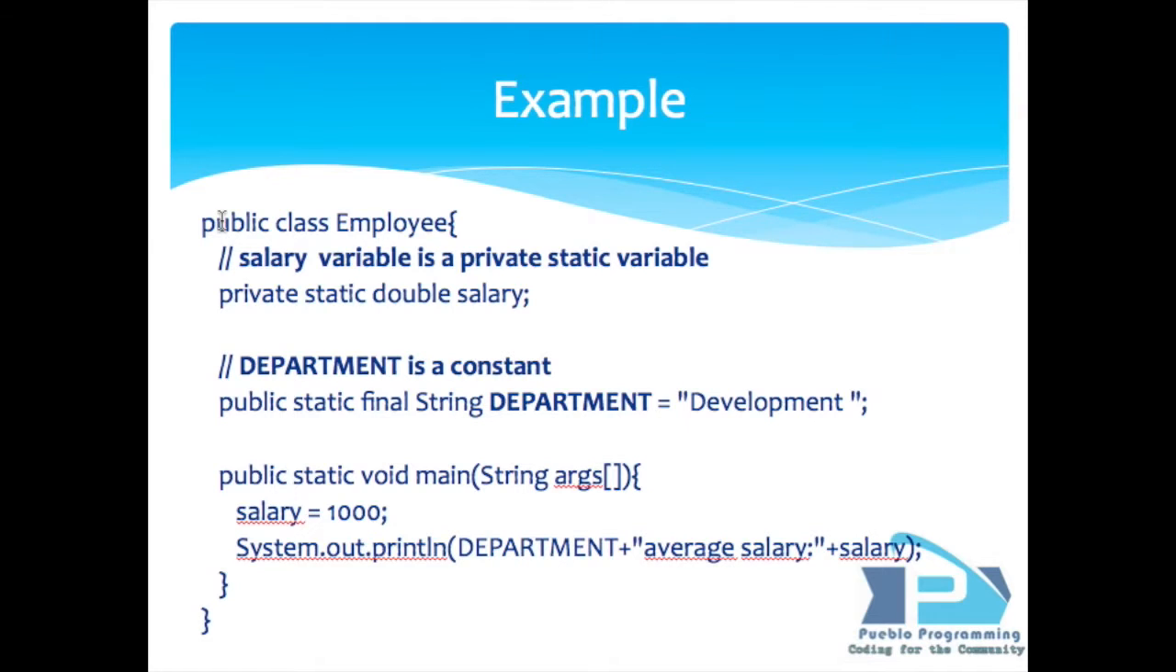You have your public class, employee. Salary variable is a private static variable here. Down here is a better example. The department is a constant. So right here you see you have a string, public static final string of department, and that's going to be your constant, and that's going to be the variable in the end. So that's a good example of a class/static variable.